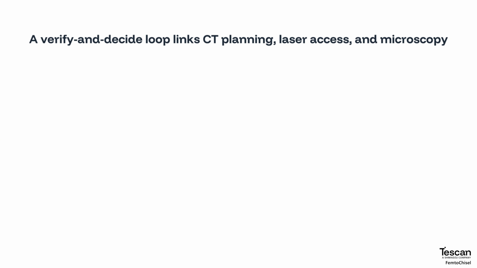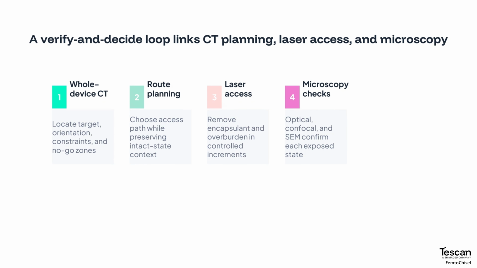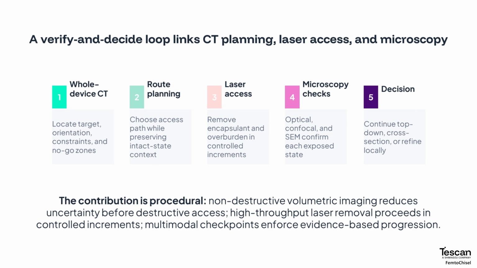Our approach turns this into a controlled, verify and decide process. We begin with non-destructive CT imaging to locate the target and understand the surrounding geometry. We then plan the access route, use the laser to remove material in controlled steps, and verify the result using optical, confocal, and SEM imaging. Based on those observations, we decide whether to continue deeper, change the access direction, or perform more localized processing.